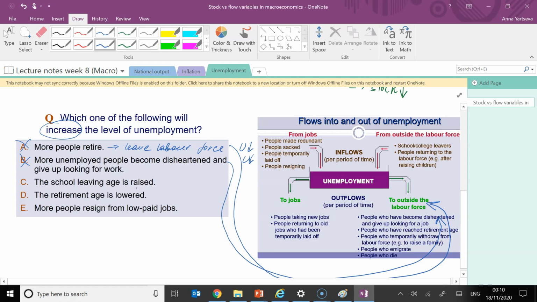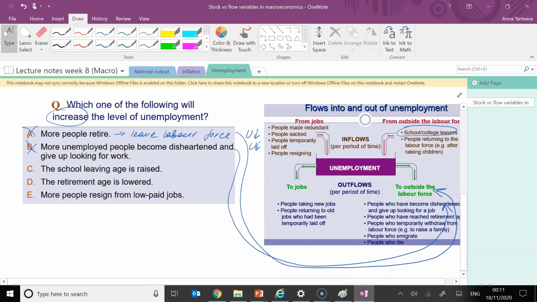Next, school leaving age is raised. This implies that there will be fewer college and school leavers joining the labor force. There will be fewer youngsters joining the labor force, so there will be a lower inflow towards the pool of unemployed people. The higher the school leaving age, the lower the number of students who are leaving school and joining the pool of unemployed. So this will also reduce the unemployment rate by reducing the strength of this inflow. So again, it's incorrect.